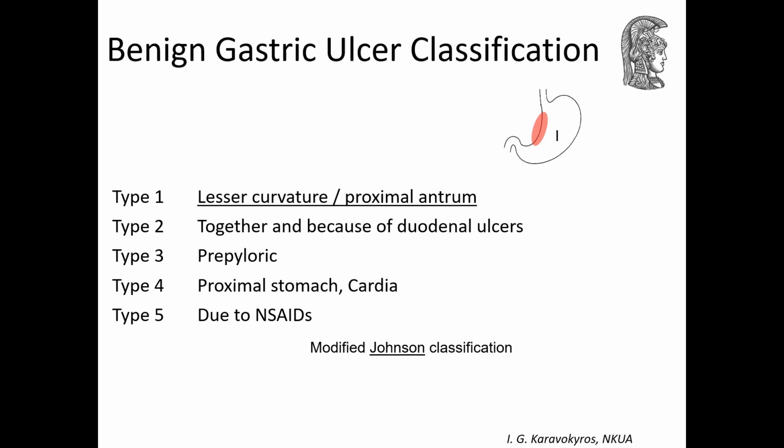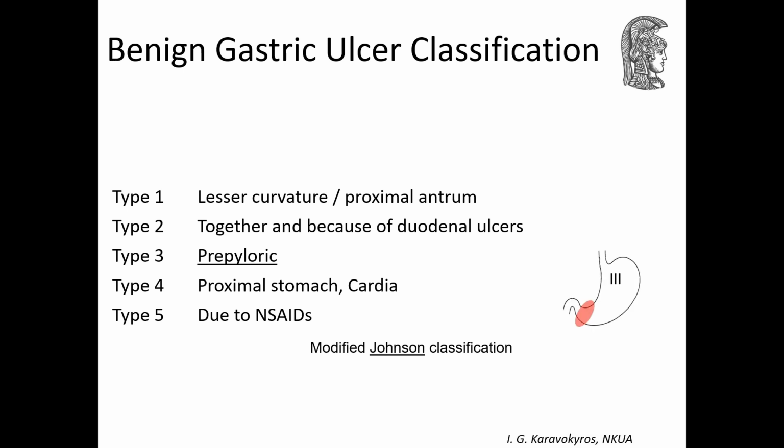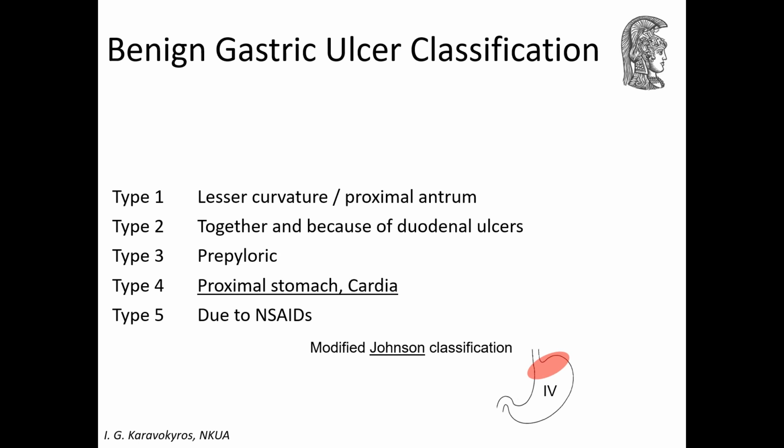Type 1 are the ulcers located in the lesser curvature and the proximal antrum. Type 2 are those met together with duodenal ulcers and can be their consequence. Type 3 are the ulcers located at a distance less than 2 cm from the pylorus and are commonly called prepyloric. Type 4 are ulcers located in the proximal stomach and cardia.